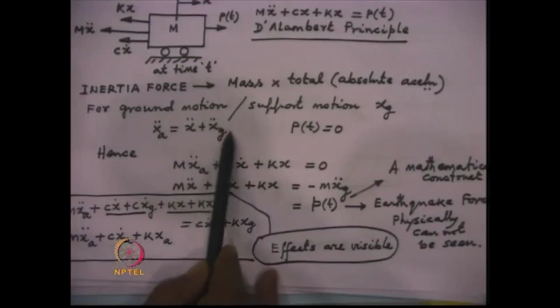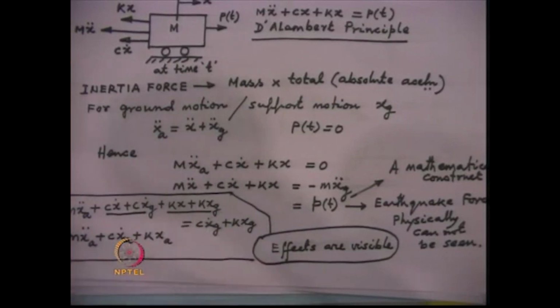Now, if the expression for x double dot A is substituted over here, then keeping the x double dot term on this side, we have an equation whose left hand side is all in terms of the relative quantities, that is m x double dot plus C x dot plus K x, and on the right hand side we can take mass times acceleration, that is, it becomes minus m x double dot g. Now, that we can write as an effective force P t.